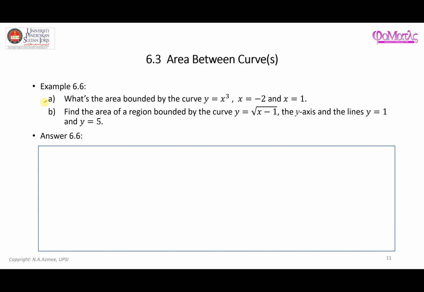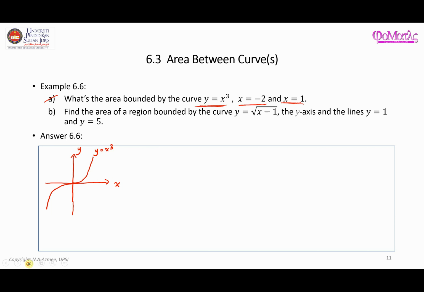So the first question here is, what's the area bounded by this curve and x is equal to -2 and x is equal to 1. So we're going to sketch the curve of y is equal to x cubed, and this is how it's going to look like. So this is x, this is y. So y is equal to x cubed will be something like this.